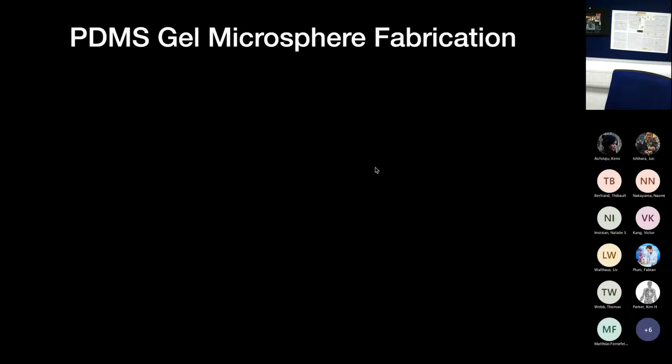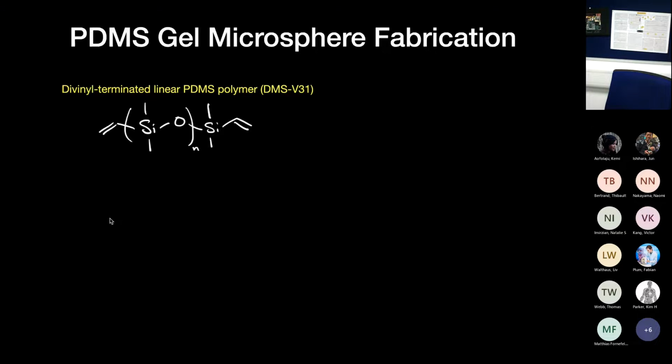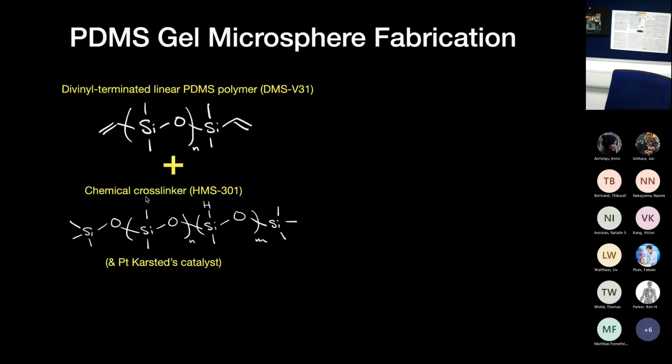So they're polydimethylsiloxane gels. We take a divinyl-terminated linear PDMS. I'm giving the Gelest order number in case you want to run and make some yourself. And we combine that with a chemical crosslinker that's a copolymer of PDMS and another monomer that has a hydride group that can attack the vinyl groups on the PDMS, as well as a catalyst.